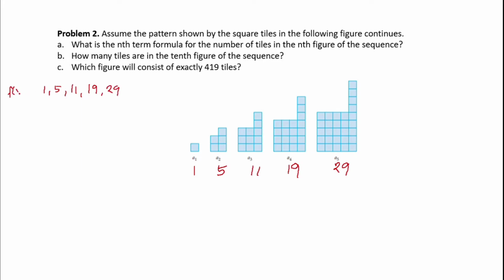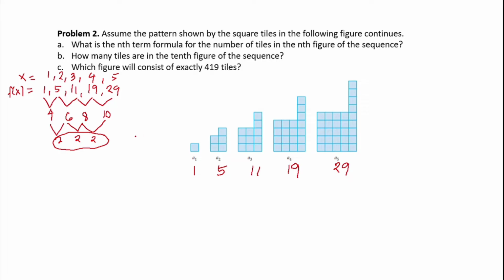So this is our f of x, and our x is equal to 1, 2, 3, 4, and 5. The first step is to make a difference table. 5 minus 1 is equal to 4, 11 minus 5 is 6, 19 minus 11 is 8, and 29 minus 19 is 10. Since there is no constant yet in the first difference, let's try the second difference. So we have 2, 2, and 2. Therefore, the constant is found in the second difference. This is quadratic.